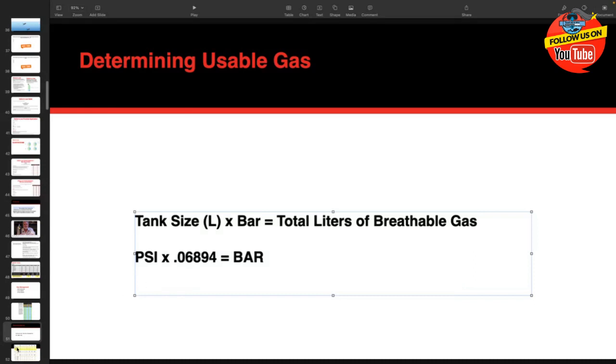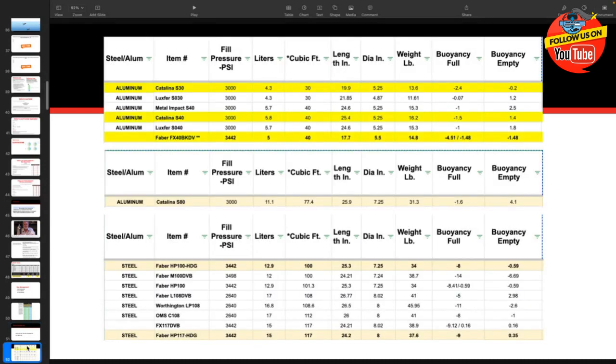So, if you guys would like, I will happily send you a spreadsheet that has just about every tank on it. I shouldn't say every tank, probably 90% of tanks that you will ever see in your lifetime. This is just some screenshots I pulled. For example, if you use a Catalina 30, I showed you one of those the other day. It's a 3,000 PSI tank, 4.3 liters, 30 cubic feet. Here's its length, as well as its buoyancy factor. It starts out at negative 2.4 and ends at empty at negative 0.2.